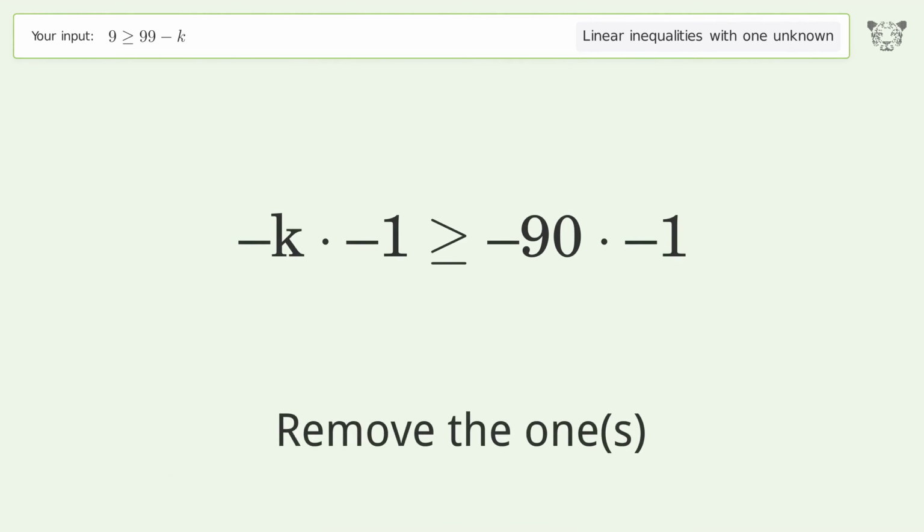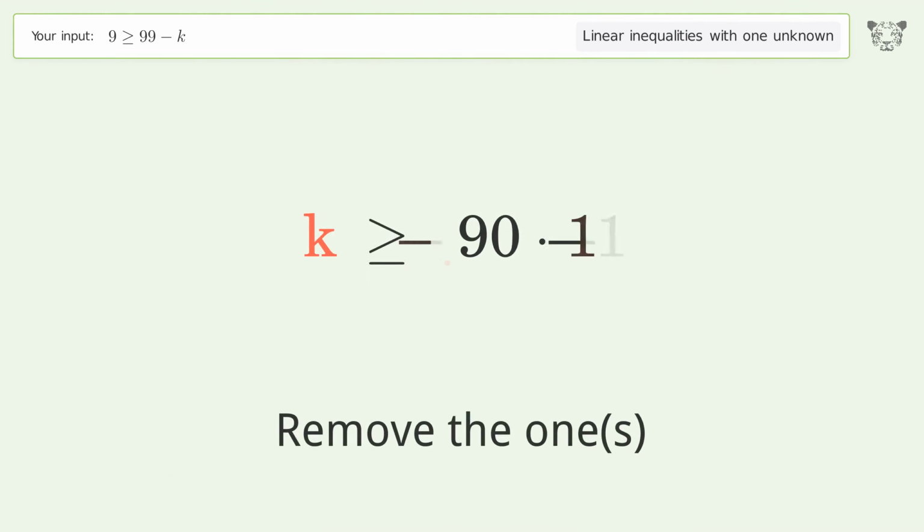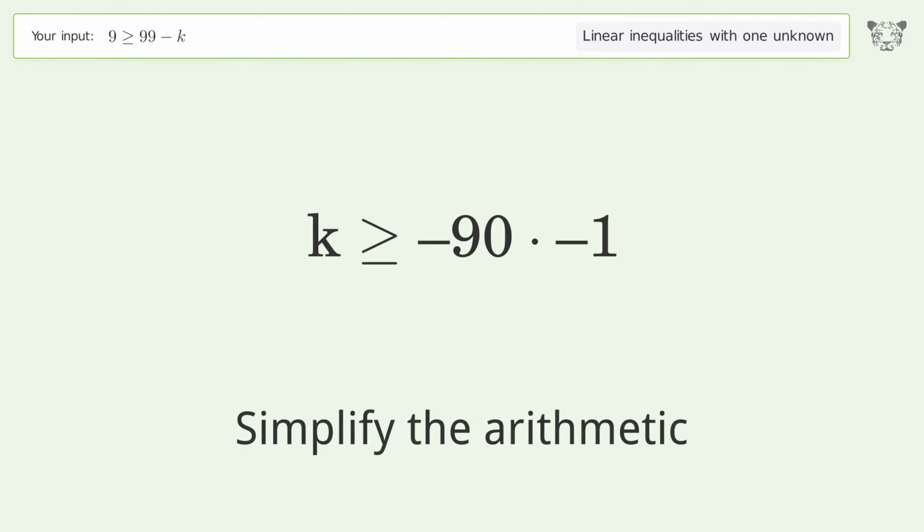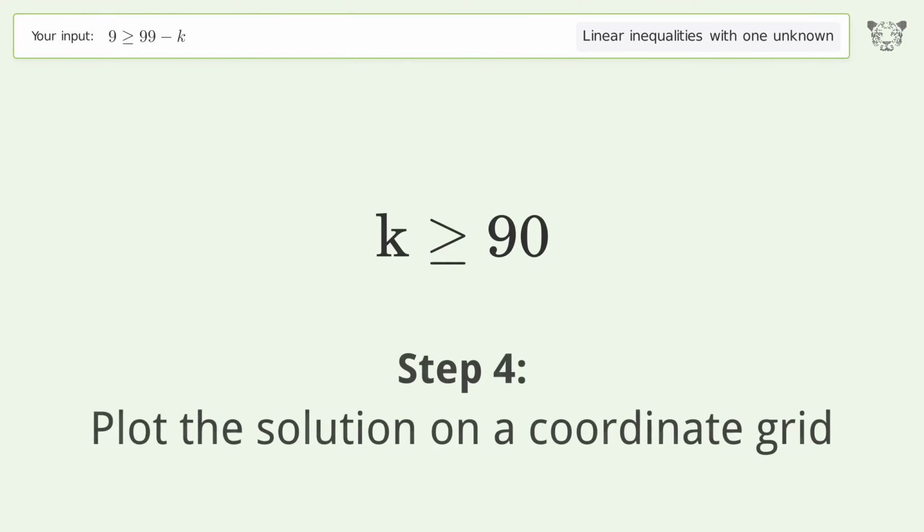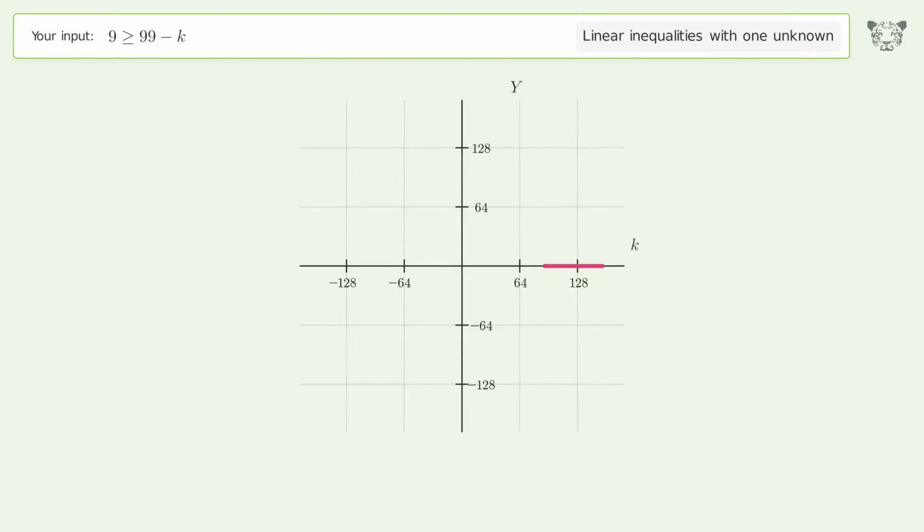Remove the ones. Simplify the arithmetic. Plot the solution on a coordinate grid. And so the final result is k equal or greater than 90.